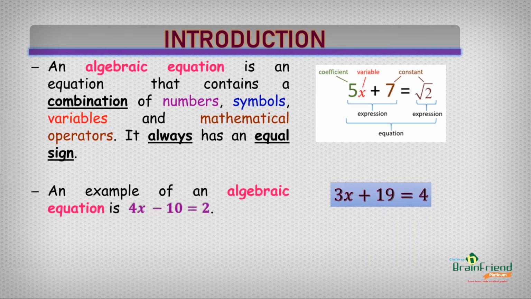Now, what is an algebraic equation? An algebraic equation is an equation with the combination of mathematical operators, symbols, variables, and numbers. It always has an equal sign. Now, an example of an algebraic equation can be 4x minus 10 equal to 2, or 3x plus 19 equal to 4.